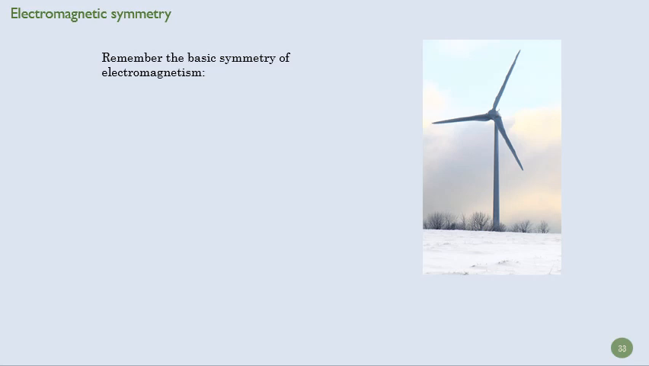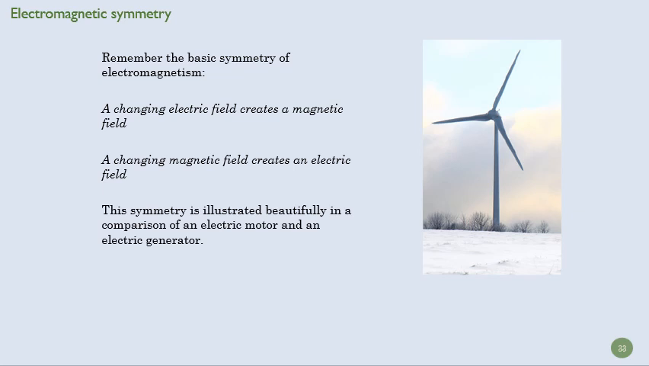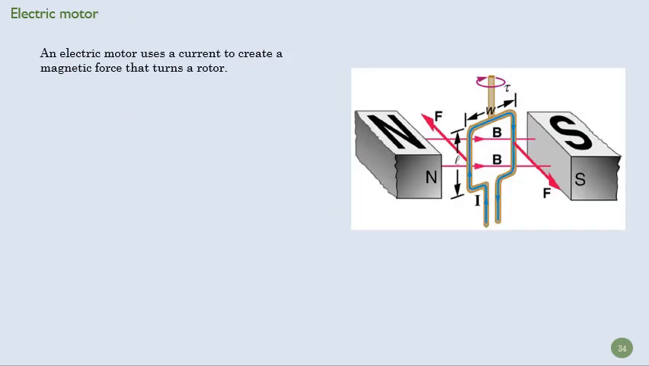All right. Remember your basic symmetry of electromagnetism. A changing electric field creates a magnetic field. A changing magnetic field creates an electric field. Right? So we think about that changing flux. That's what creates our current, with Lenz's and Faraday's law. And this symmetry is really nicely illustrated when we talk about electric motors and electric generators. So I'm going to spend a little bit of time talking about those because I really like them. And I think they're just a great example of the way magnetism works.